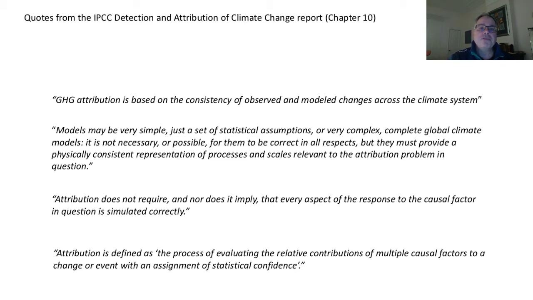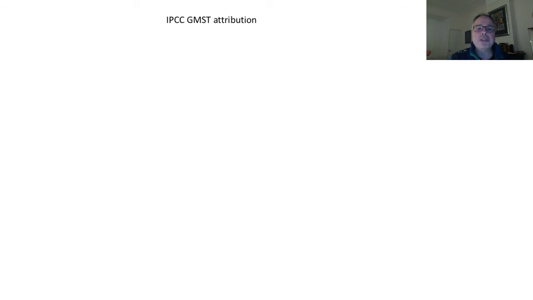So apologies up front for the equations, but it makes things easier to understand. The IPCC GMST attribution can be represented by the following equation. So delta T is a change in temperature, Delta NF and Delta AF are the natural and anthropogenic forcings. And F1 is some function representing the physics of how these natural and anthropogenic forcings combine to produce a temperature effect. Basically, F1 represents the physics of the model, so what you need to code into your climate model.